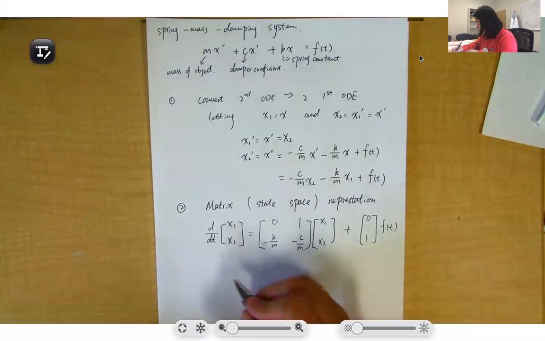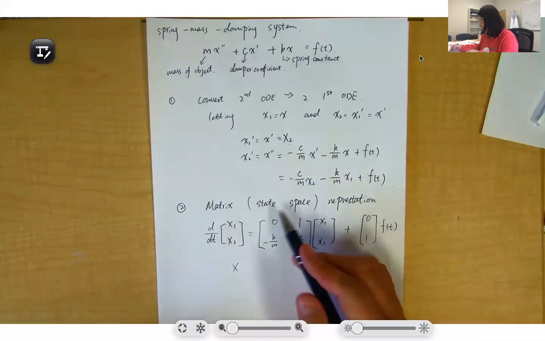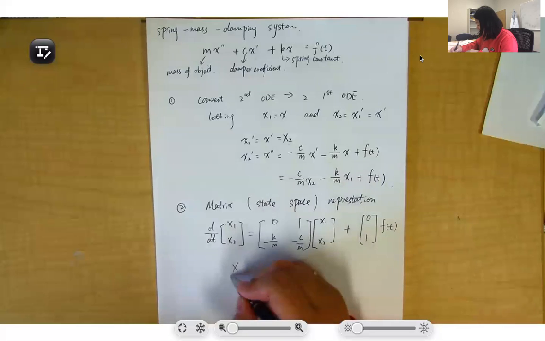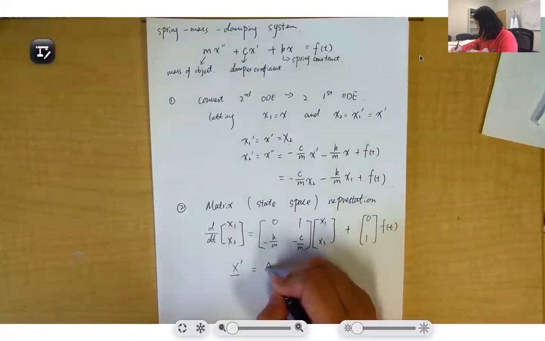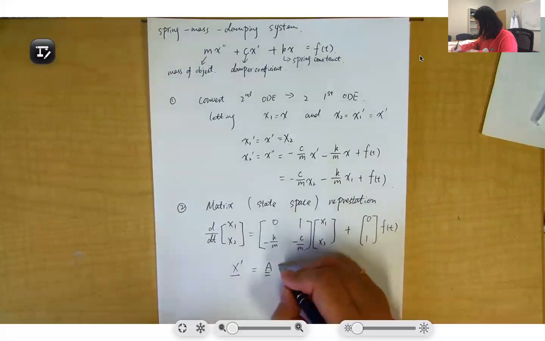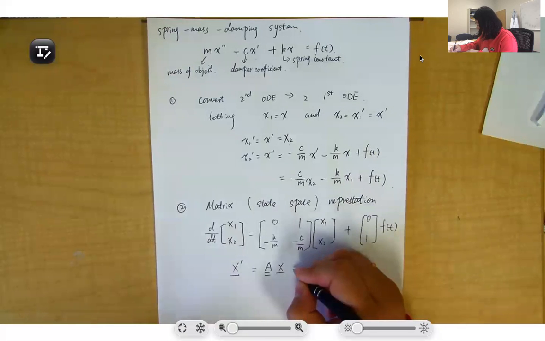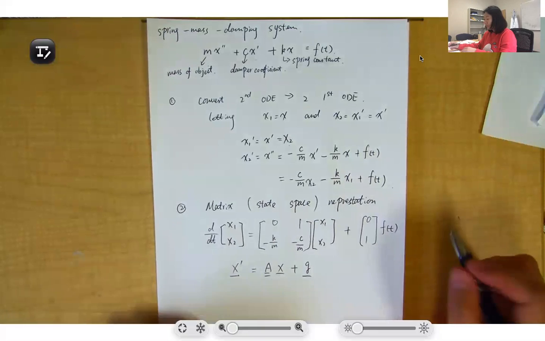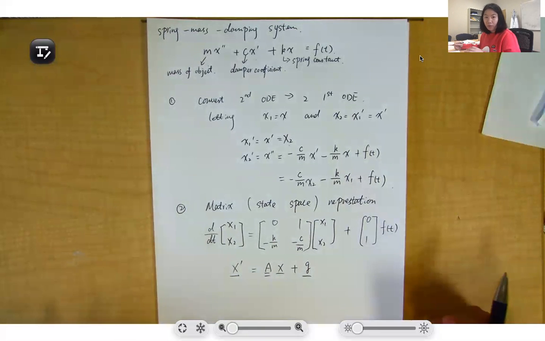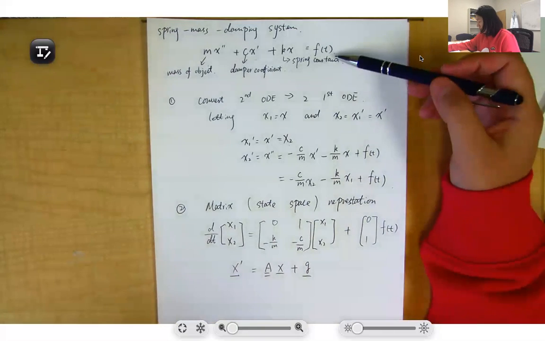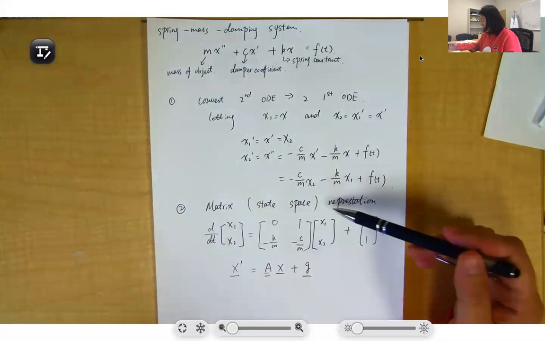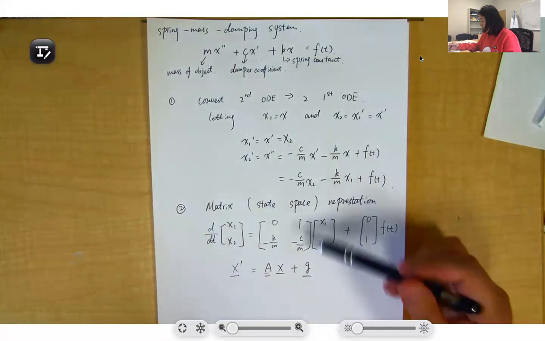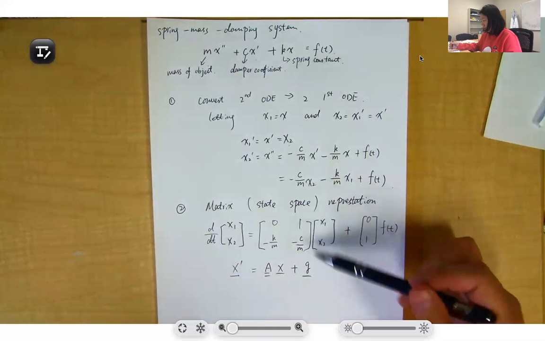And you can write it as a state space representation. So x prime equals A x plus g, where A is the coefficient matrix and g is the forcing function. Okay, so this is an example of how we write the second order ODE in a state space representation, which is represented by these two first order ODEs. Okay.